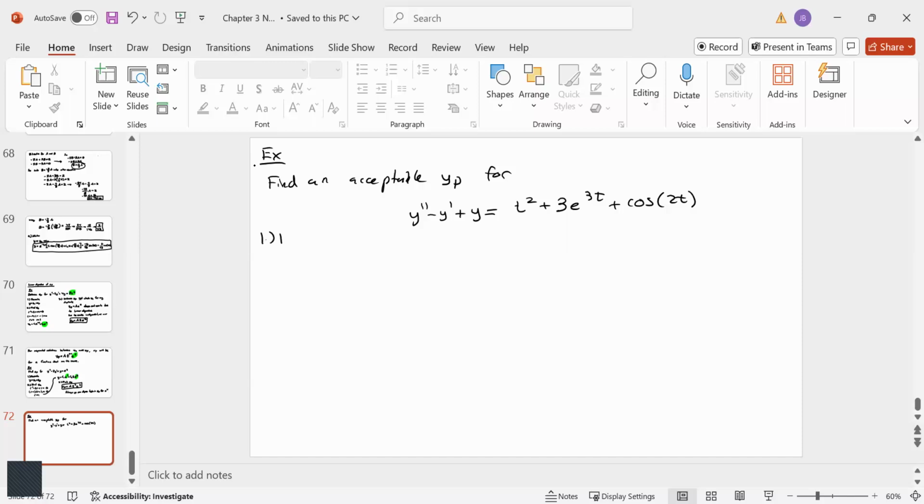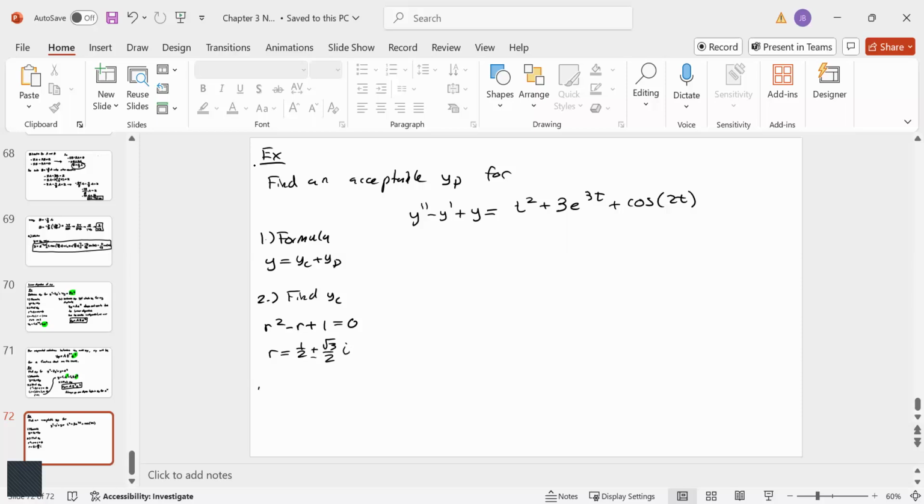So step one, formula. So y is equal to yc plus yp. You do have to solve for yc because otherwise you can't verify if it needs an extra term to be independent. We've already solved this one before. R squared minus r plus 1 equals 0. This is an earlier example. It was 1/2 plus square root 3 over 2 i.